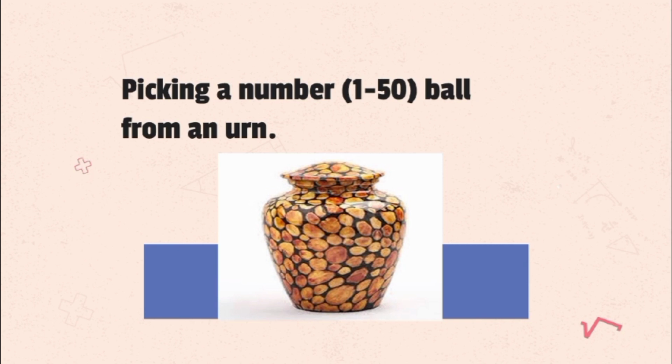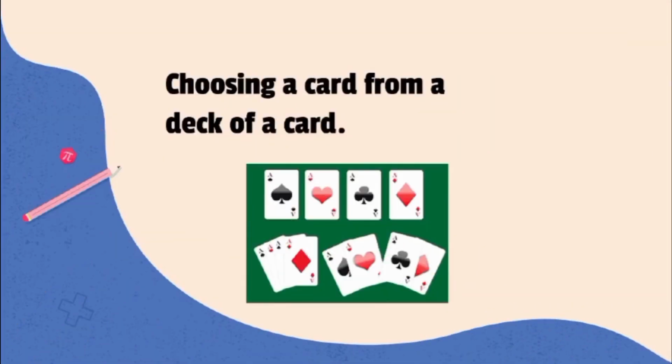Another example of a random experiment is the selection of a number from 1 to 50 in an urn. The said experiment can yield 50 possible outcomes.